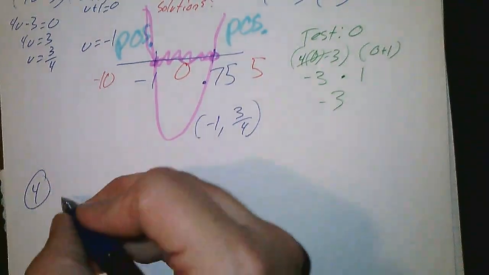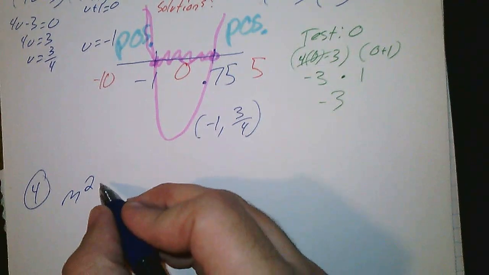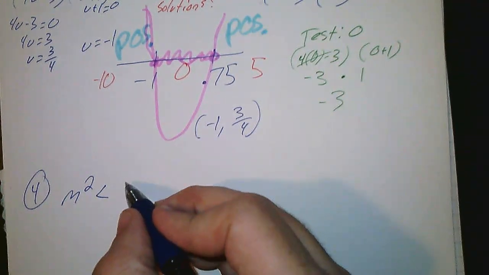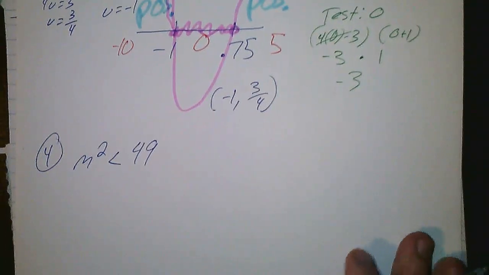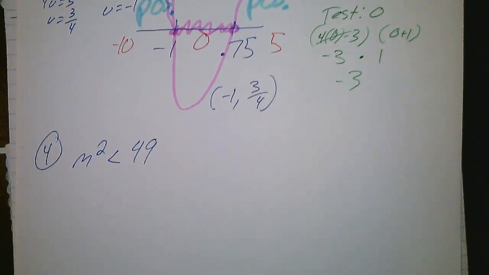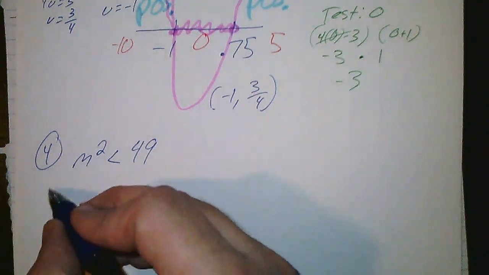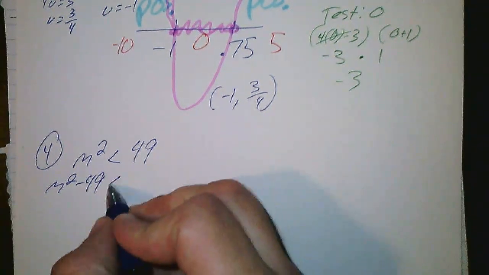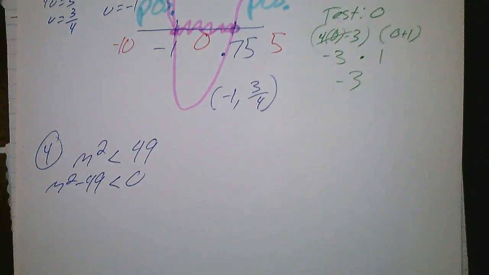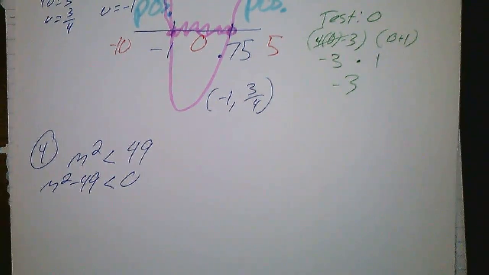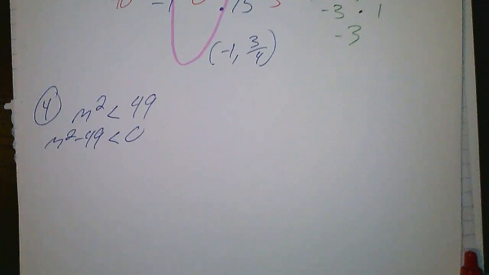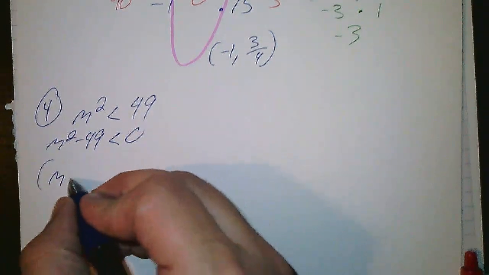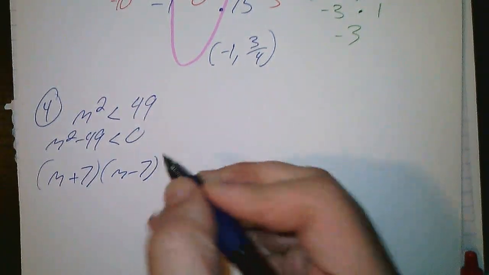I'll do number 4 real quick using the calculator. A version of number 4 would be something like m squared is less than 49. You could use the square root method, excuse me. But I like to think about this as factors because we're in the zeros unit. Move this down. So we know what this is going to be, m plus 7, m minus 7.